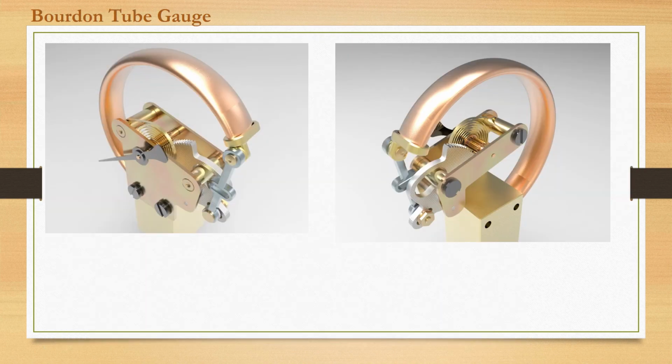Again, I have shown here some of the figures. So this is your Bourdon tube, and this is the pointer, and from the bottom you can apply the pressure, and this is the lever and gear arrangement. So you can see all these elements are present in a Bourdon tube gauge.